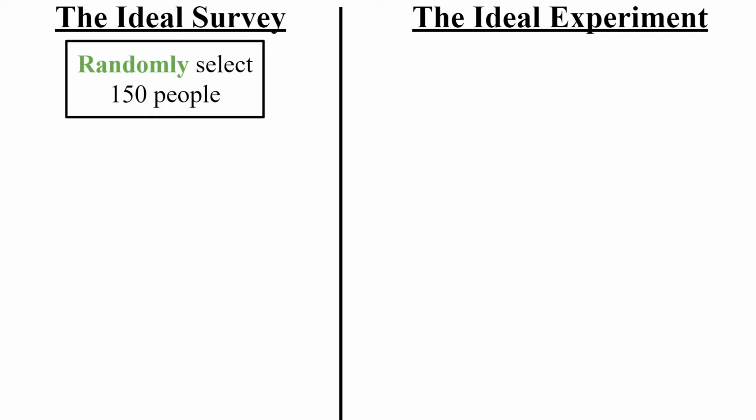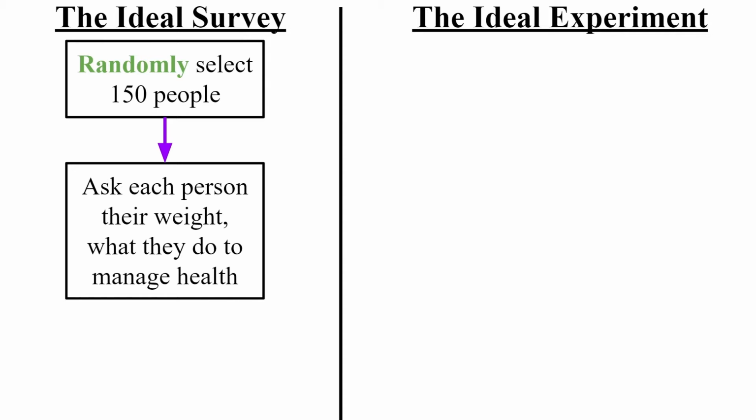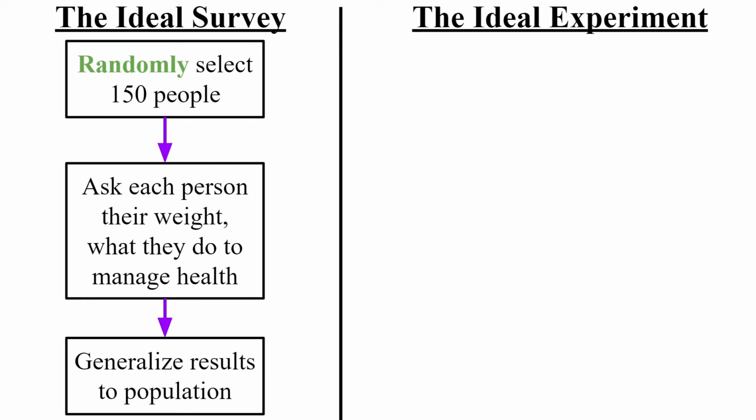So let's say I randomly select 150 people, and the study's on weight loss or something. And we ask each person their weight, what they do to manage their health. We ask them just a bunch of relevant questions, and we analyze the responses. And because we took a random sample, we randomly selected those people, we can generalize the result to the population.